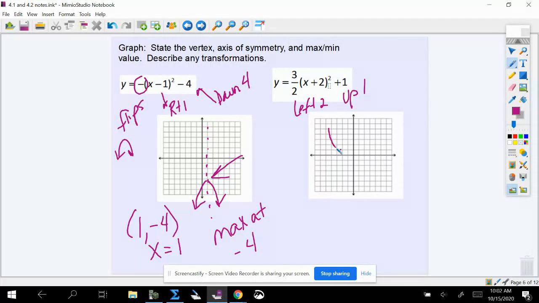And I'm going to draw my parabola going upward this time. My vertex, I usually use a capital V for vertex. My vertex is left 2, up 1, so it ends up at (-2, 1). My axis of symmetry is x equals -2. And this vertex this time is a minimum. It's the lowest the graph ever gets, and the lowest it ever gets is at 1. So we would say it has a minimum value at 1.